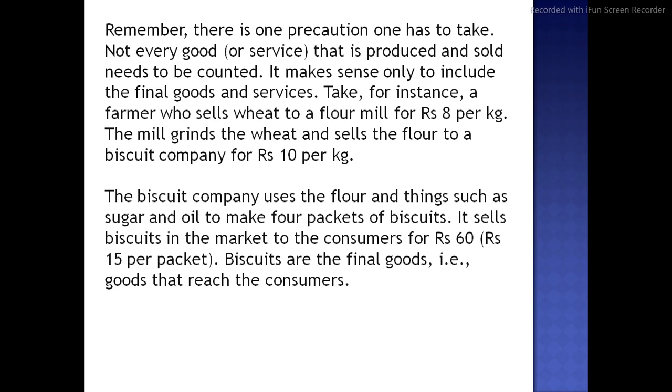The biscuit company uses the flour and things such as sugar and oil to make 4 packets of biscuits. It sells the biscuits in the market to the consumer for 60 rupees. That means 4 packets, so we divide the 60 into 4 parts, which is 15 rupees per packet. So the biscuits are the final good, the goods that reach the consumers. That is going to be the final. I hope it is clear to you all.